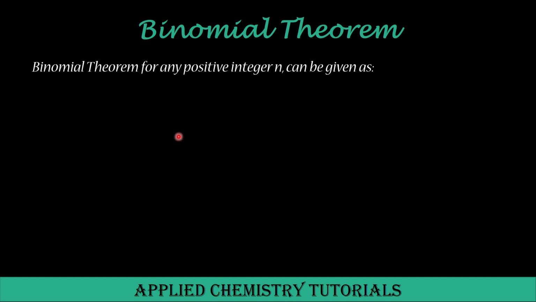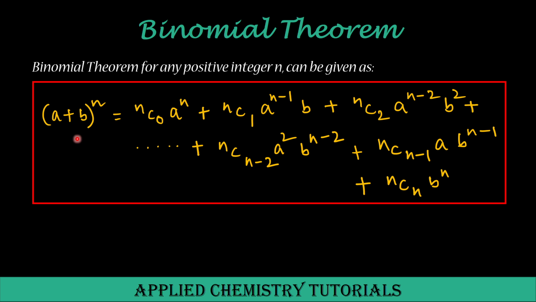So the binomial theorem for any positive integer n can be given as (a + b) to the power n equals nC0 multiplied by a to the power n, plus nC1 multiplied by a to the power n minus 1 multiplied by b, plus nC2 multiplied by a to the power n minus 2 multiplied by b square, plus dot dot dot, plus nC(n minus 2) multiplied by a square multiplied by b to the power n minus 2, plus nC(n minus 1) multiplied by a multiplied by b to the power n minus 1, plus nCn multiplied by b to the power n.